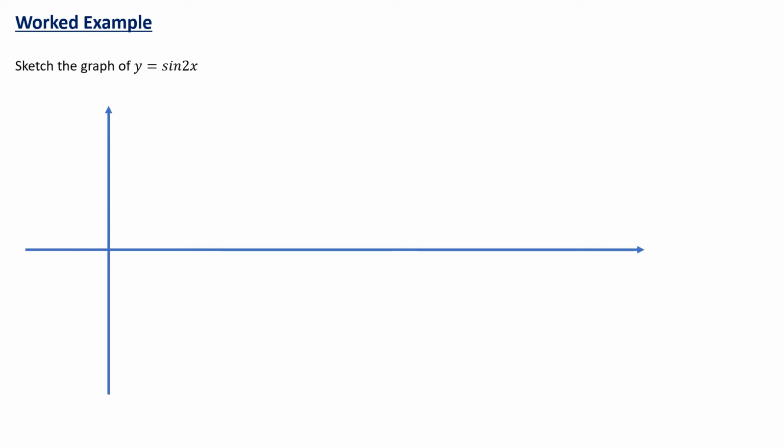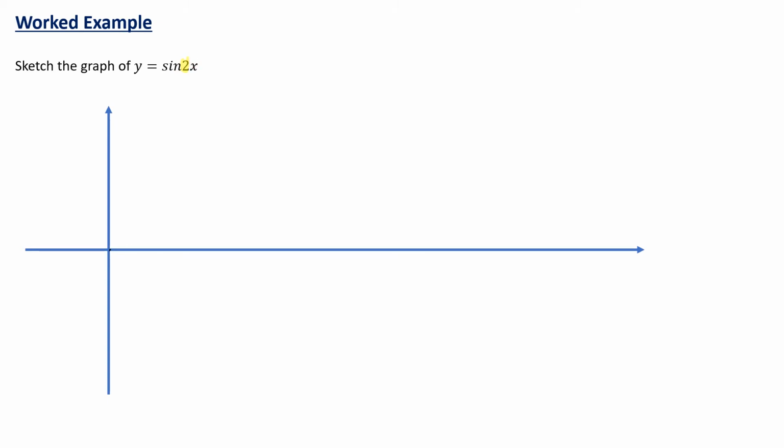So here we want to sketch the graph of y equals sine 2x. You'll hopefully notice here that we've got a 2 directly in front of the x. This is different from y equals 2 sine x. When we see that, we know it goes up to 2 and down to -2. But we don't have that. We've got sine 2x. What that means is that there are 2 revolutions of the graph in 360 degrees.